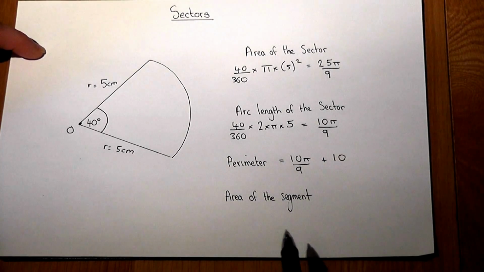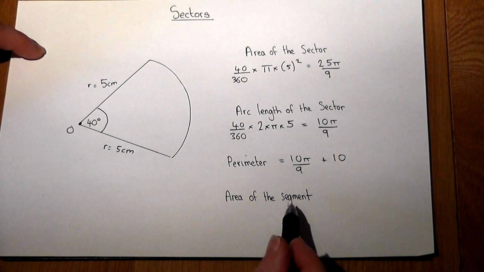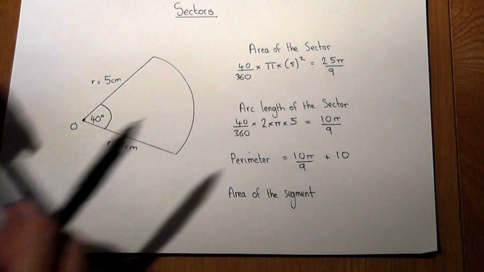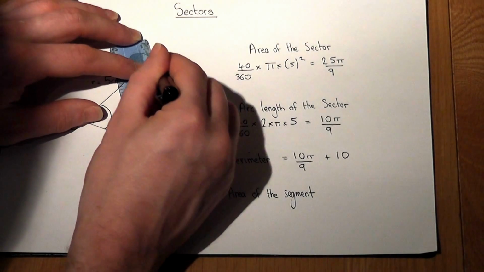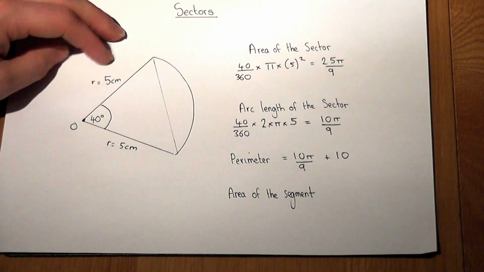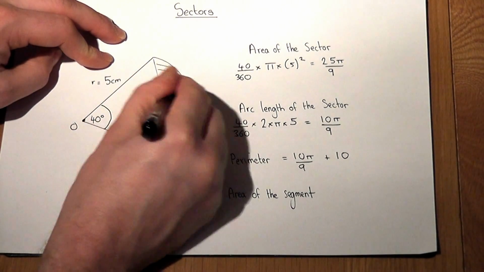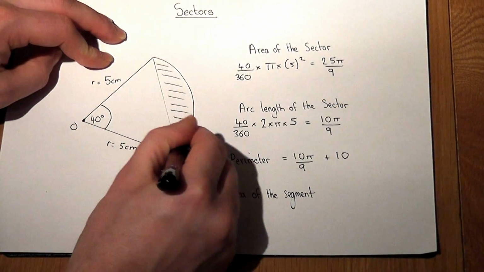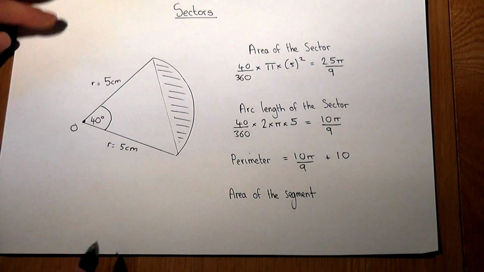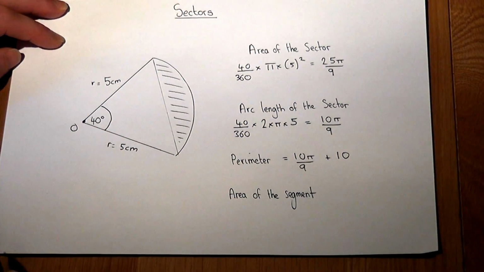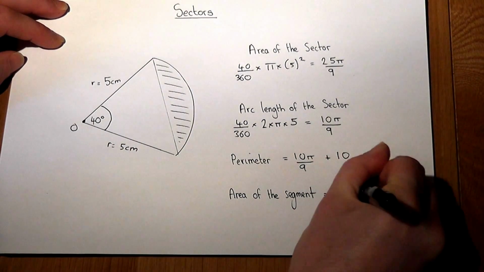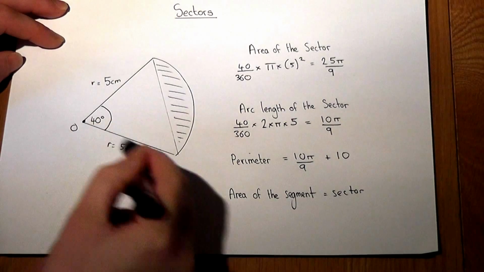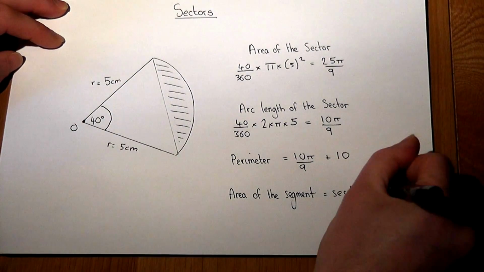Now for the final part, I want the area of the segment. Now the segment is the following part of the shape. If I imagine a dotted line across here, or a faint line across there, then this here is the segment. So to work out the area shaded, I need the full sector, and I must subtract away the area of that triangle.